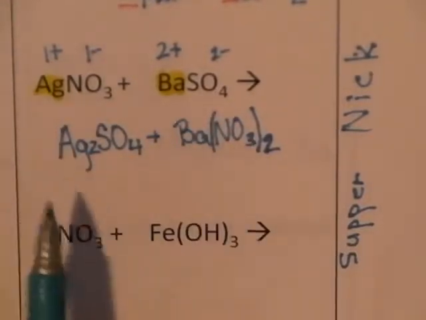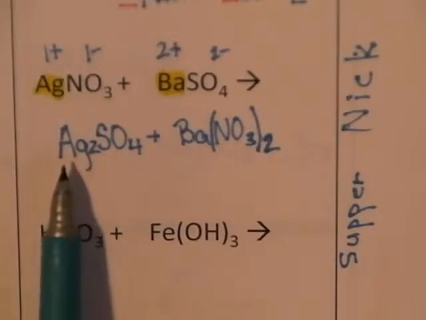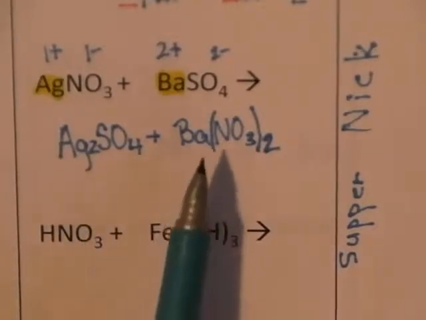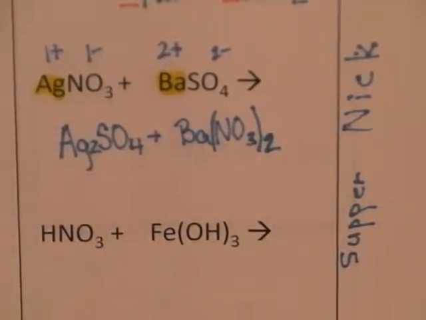Notice all they did was switch who they were paired with. Now it's silver with SO4, so Ag2SO4 and Ba(NO3)2. Balance, and we're done.